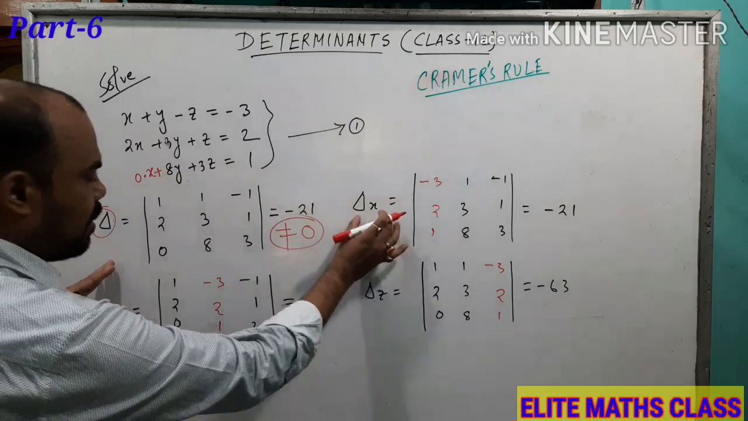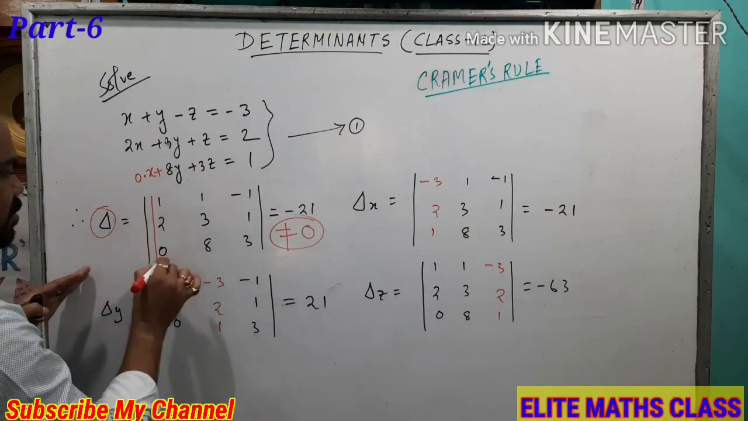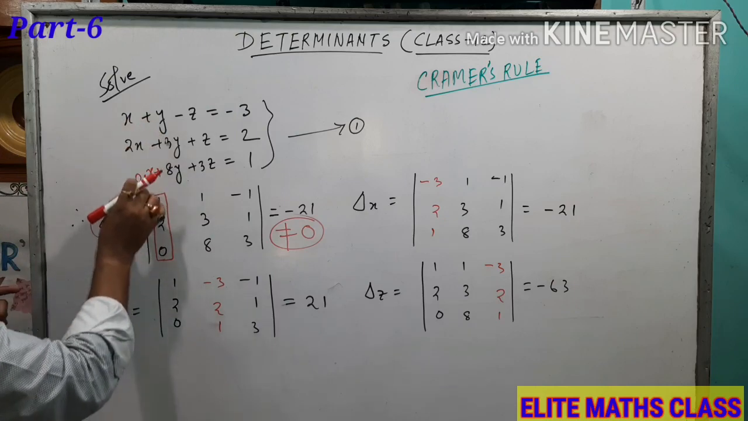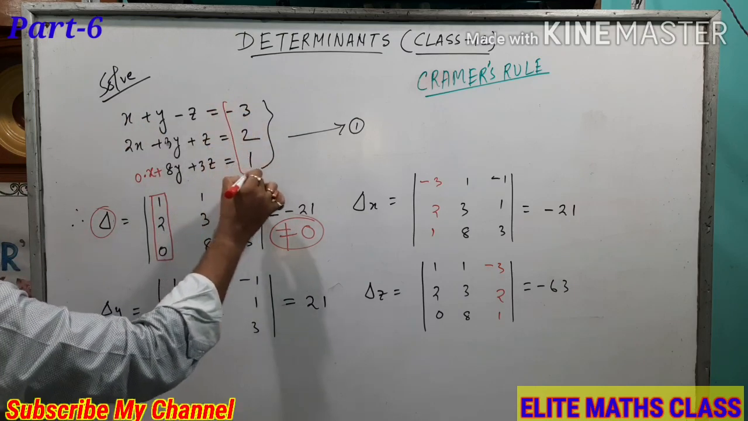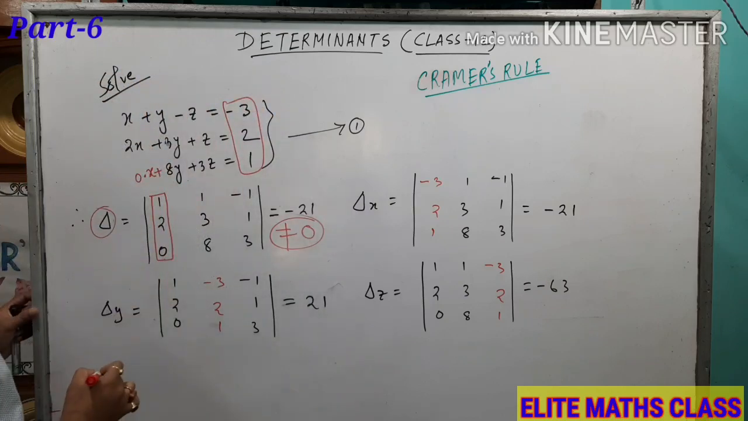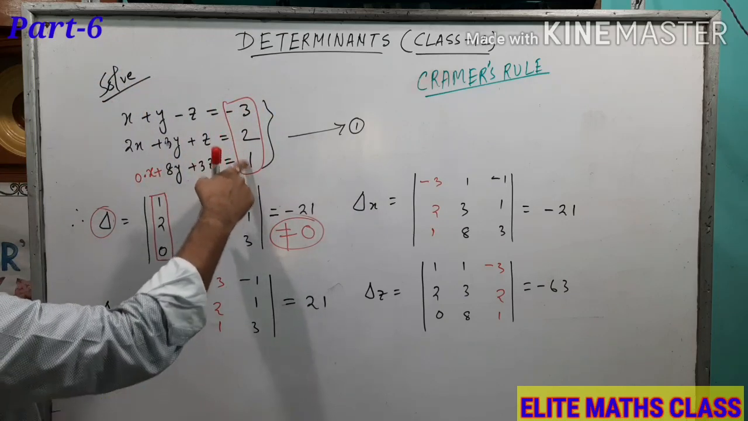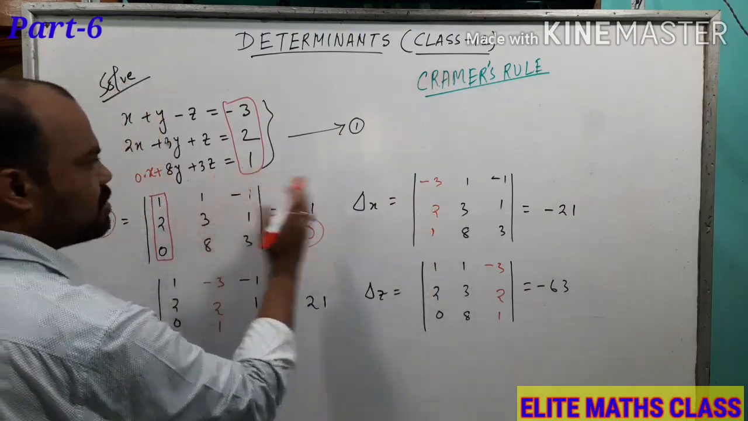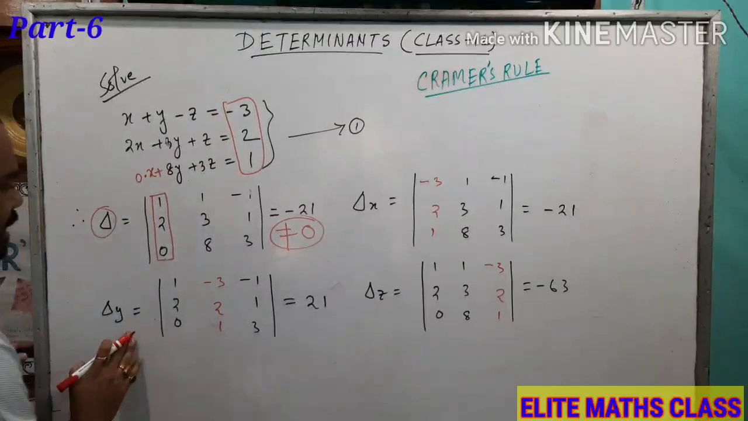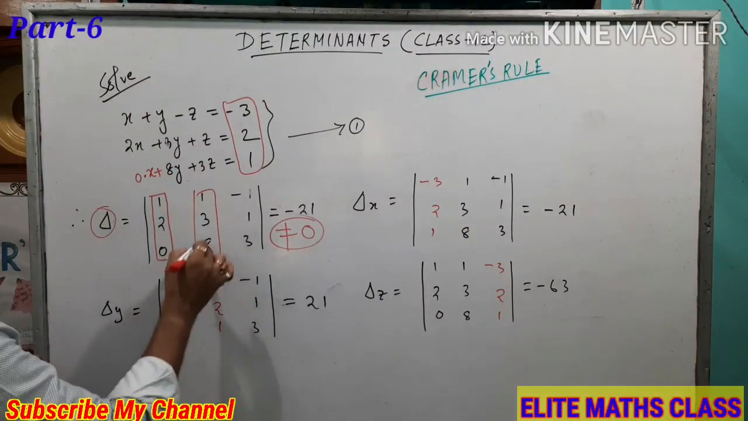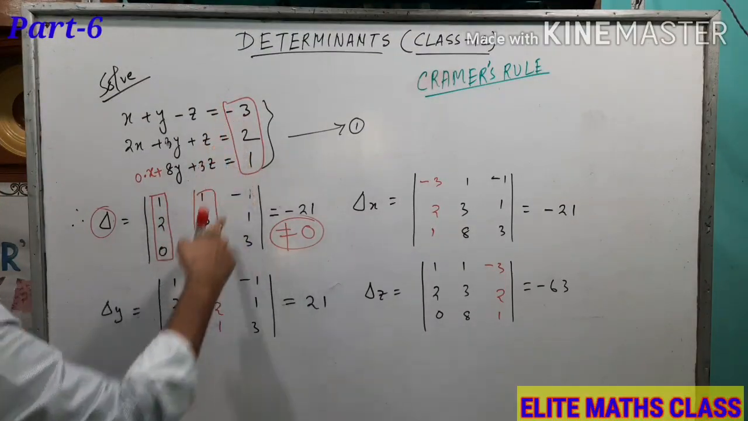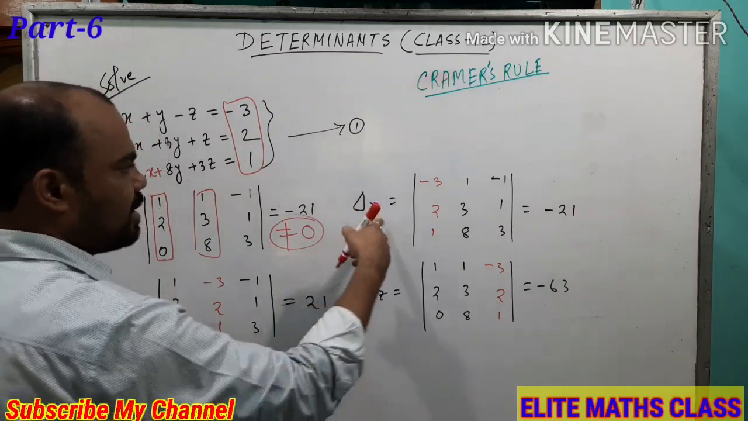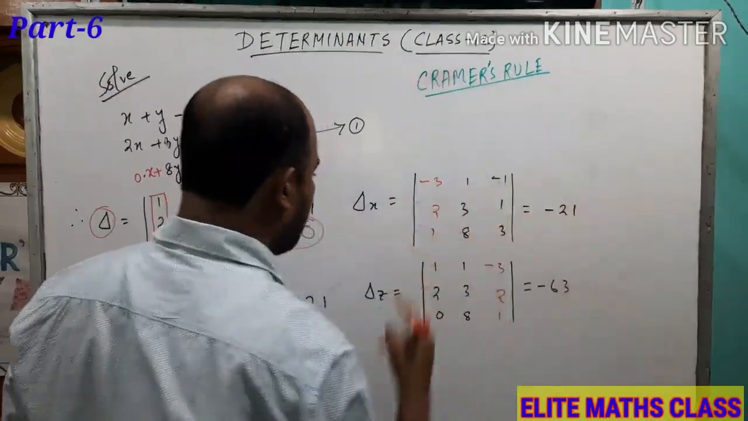Now, what is del x? To form del x from del, what do we have to do? We have to replace the column of the coefficients of x by the constant terms on the right hand side, that is, minus 3, 2, 1 will be here. See, minus 3, 2, 1, and the remaining two columns are unchanged. In del y, the second column will be replaced by the constant terms minus 3, 2, 1, first and third columns unchanged. The value of the determinant is 21, and by expanding, the value of del x is minus 21.